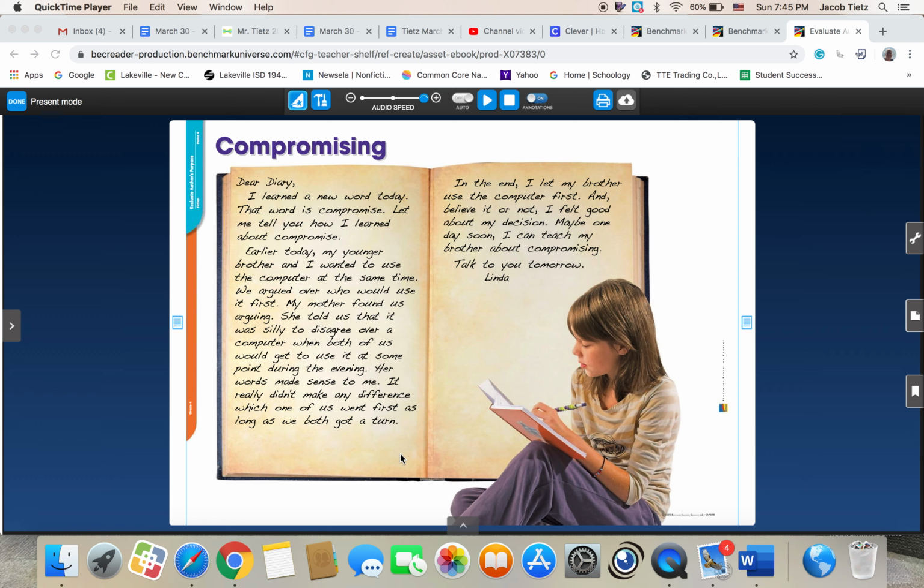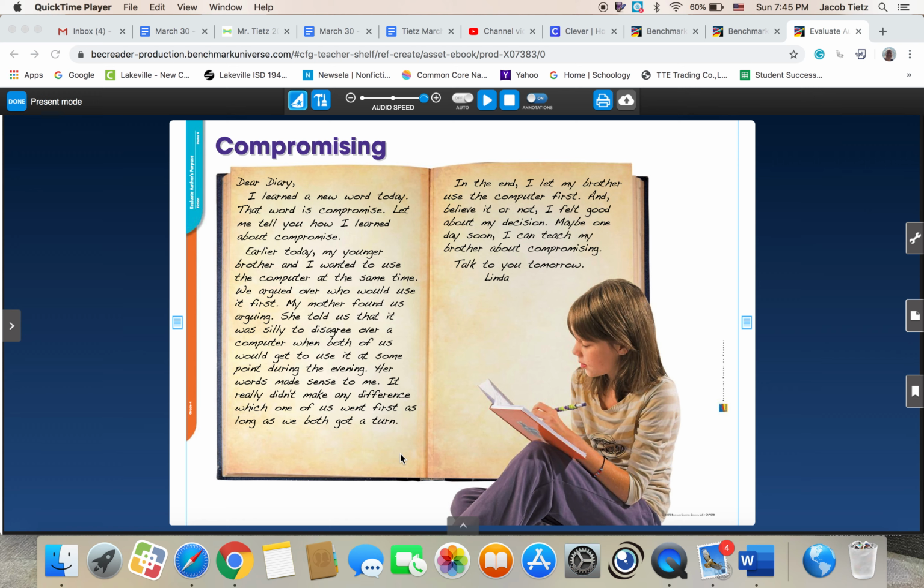As I read through this passage, I can go paragraph by paragraph to get an idea of what the author's purpose is. In the first paragraph, she's not trying to persuade us to see what compromise means, and it's not overly entertaining. So I think the first paragraph tells us that she is informing us that she learned a new word, compromise, and she's going to tell us the story about how she learned it.